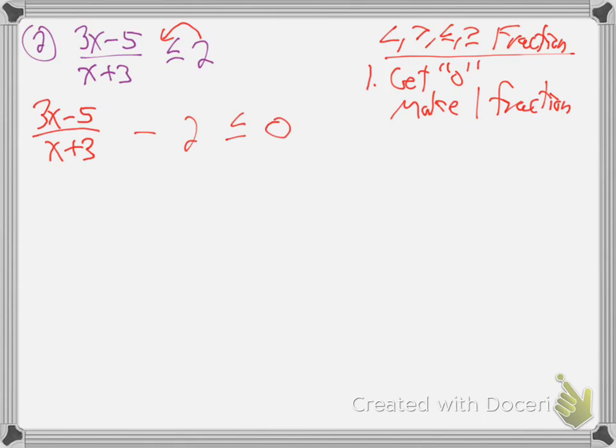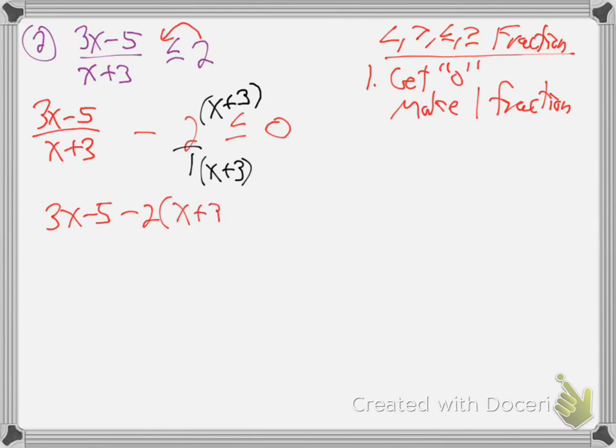How do I make that one fraction? Put this over 1, multiply top and bottom by x plus 3. That way they'll have the same denominator. So now what do we have? 3x minus 5 minus 2 times x plus 3 all over x plus 3. So we combine them into one fraction by getting a common denominator.